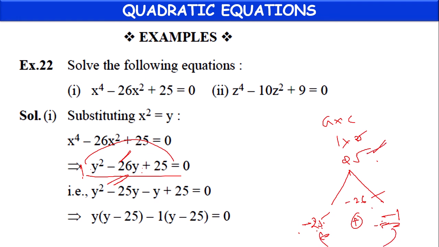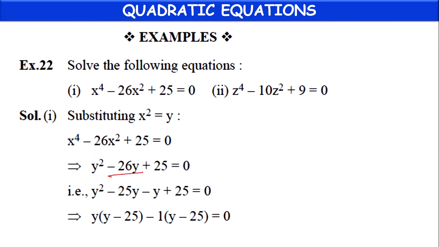So the product is 25 and the sum is minus 26. So the middle term is split into minus 25y minus y. Taking the first two terms as one group, if we take y as common, in y square, y will remain, and in 25y, 25 will remain. In the next two terms, there is nothing common, so we take minus 1 common. Here y will remain, and as we are taking minus common, the symbol will change, plus turning into minus 25, equals 0.